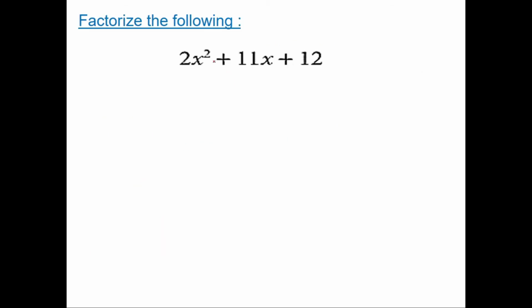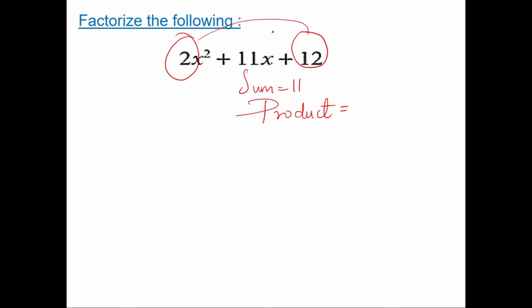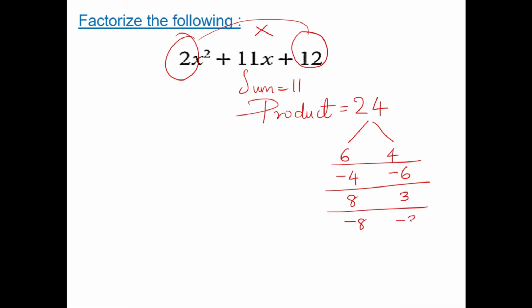Let's solve one more question. Always make sure they're in the right order: x squared term, then the x term and the constant. So here the sum is going to be 11 and the product is given by a multiplied by c, which is 24. You're going to find two numbers which will give the product 24: 6 and 4, negative 4 and negative 6, 8 and 3, negative 8 and negative 3.